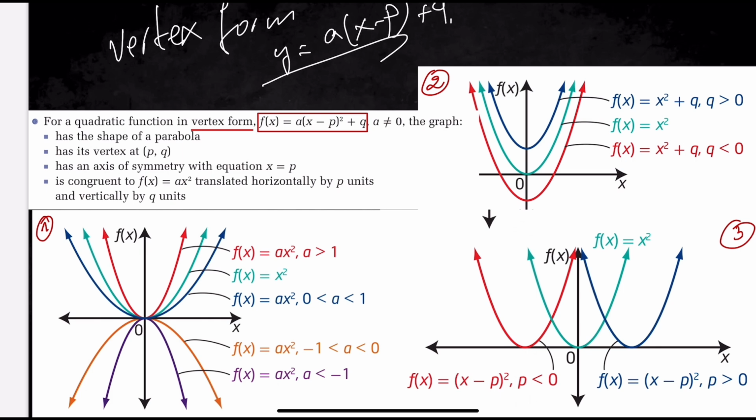Okay, whenever you have this form, that means there is a translation, horizontal translation and vertical translation. So let's go over all these unknowns one by one.